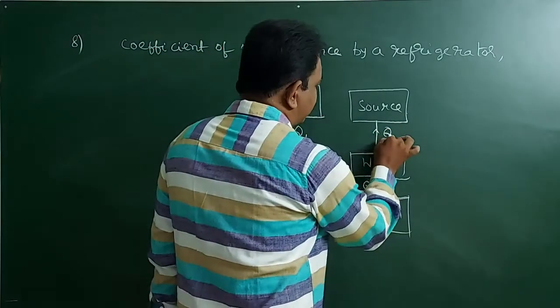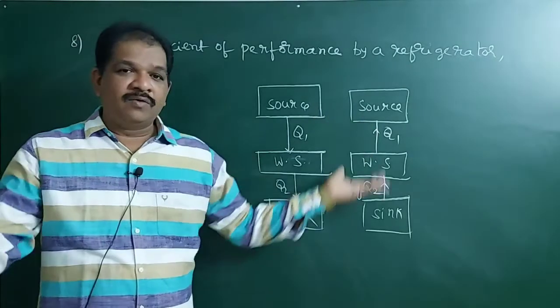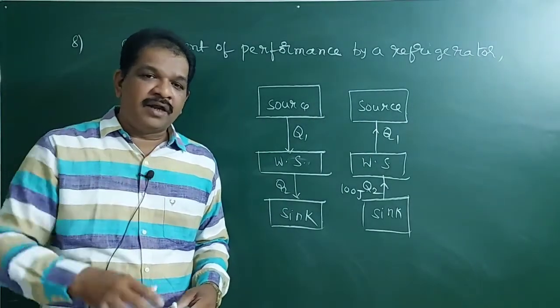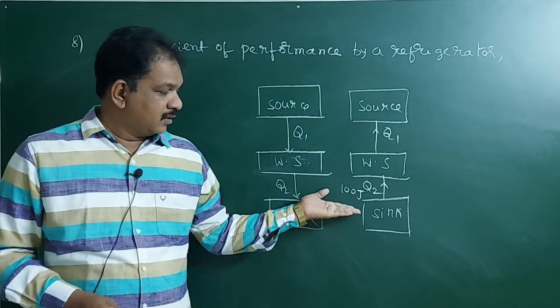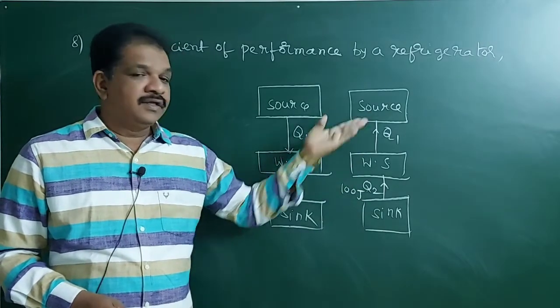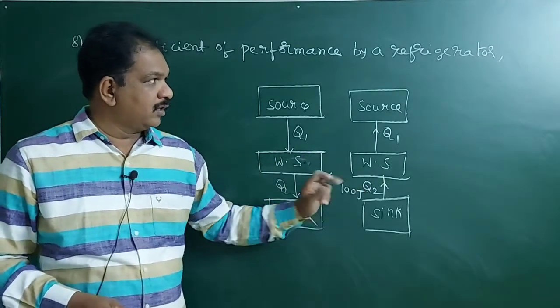Total heat is supplied to the source. Here the source will be outside. So if you keep your hand at the back side of the fridge, it will be a little bit hot, because it is absorbing from the inside and sending it to the outside. Okay, this value will be more than this.